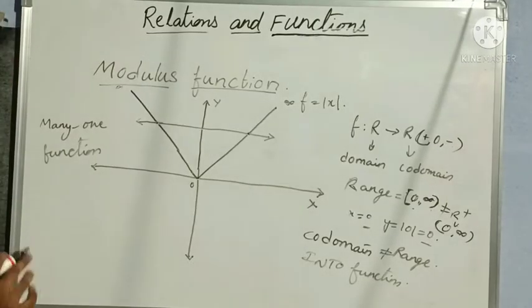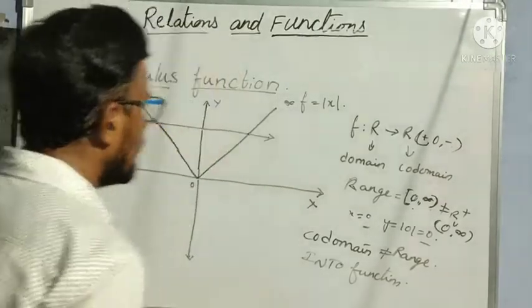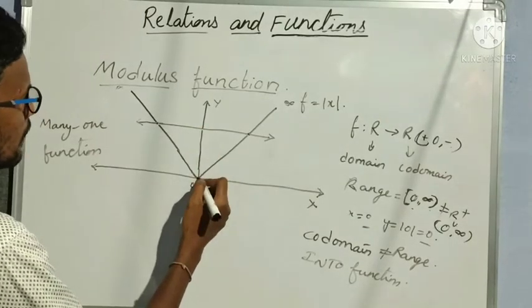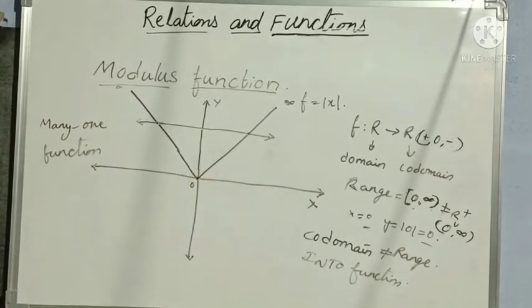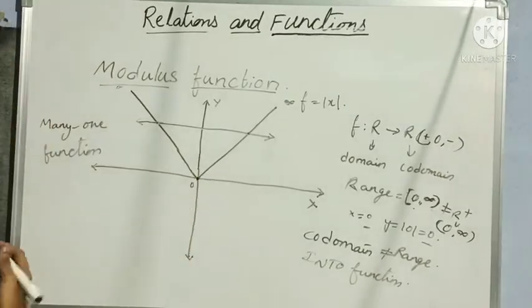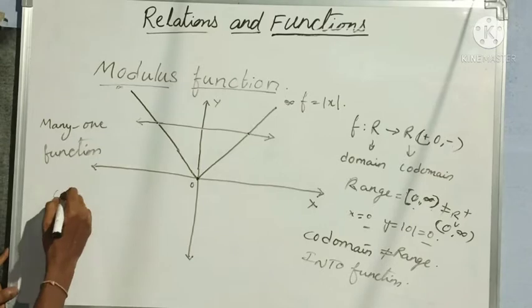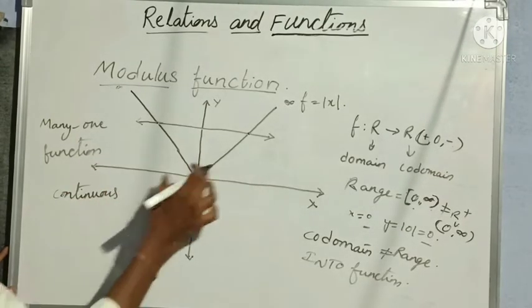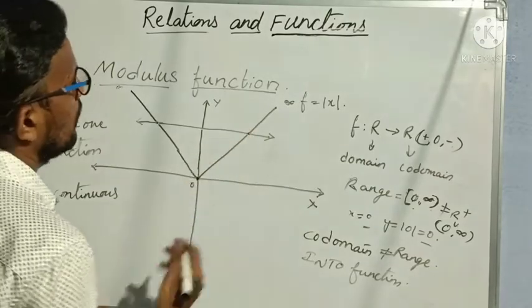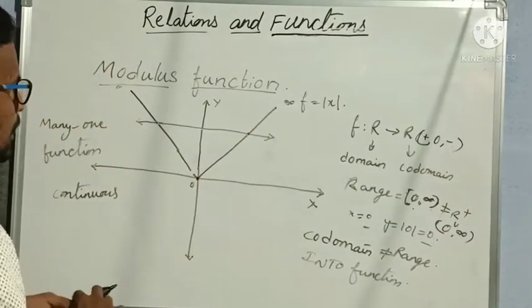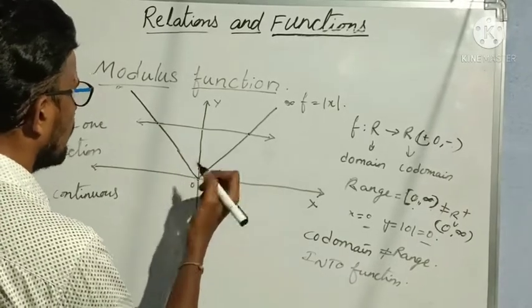Next, we want to know whether this function is continuous or not. Yes, this is continuous, at all places. Why? Because discontinuous means it has gaps in the middle like this, and this function does not. That's why this function is continuous.